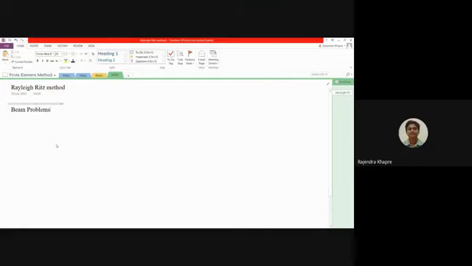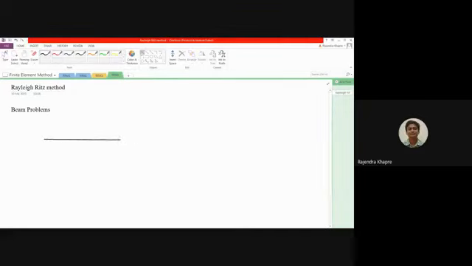Now the basic difference between a beam and a bar problem is that whenever a bar is loaded, it will be subjected to either tension or compression. But when it comes to the beam problem, it will be subjected to bending. For example, if you draw a straight line, this straight line can be a beam and this straight line can be a bar also.